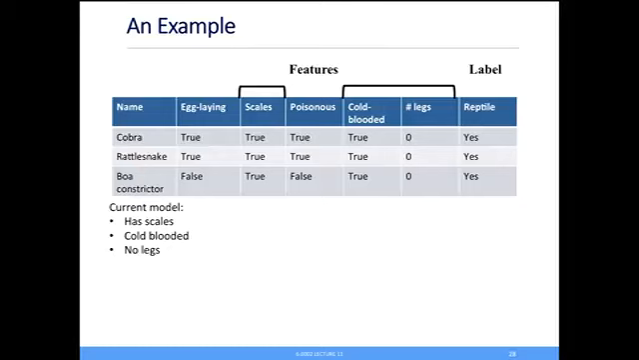I'm going to look at scales. I'm going to look at cold-blooded. I'm going to look at legs. That captures all 3 examples. Again, if you think about this in terms of clustering, all 3 of them would fit with that.